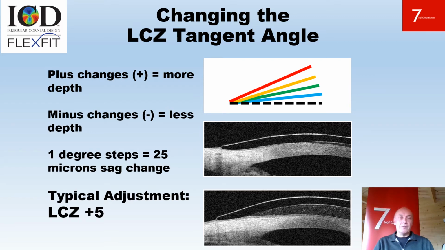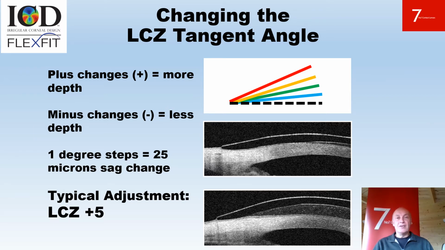With the limbal clearance zone, what we're actually altering is the angle. So a 1 degree change in angle equals a 25 micron change in the overall sag of the lens. So it's the height above the apex that's changing when we adjust the limbal clearance zone, as well as the adjustment on the limbal clearance zone itself.